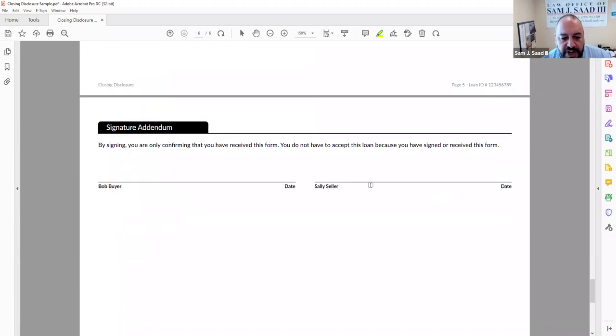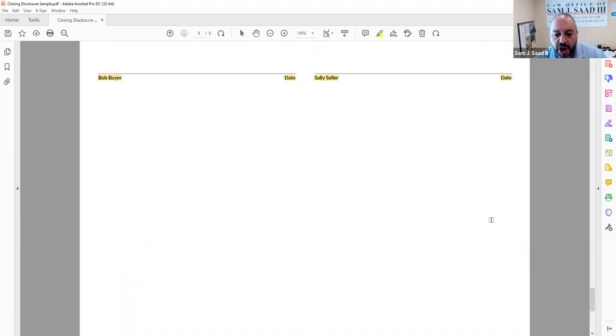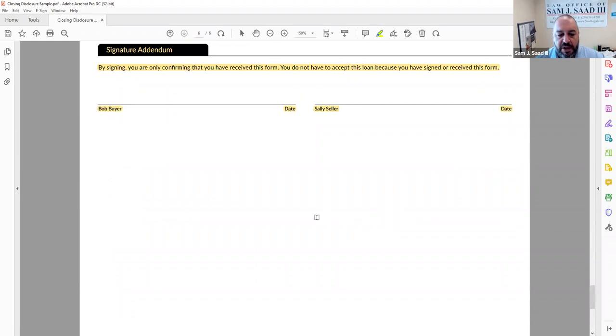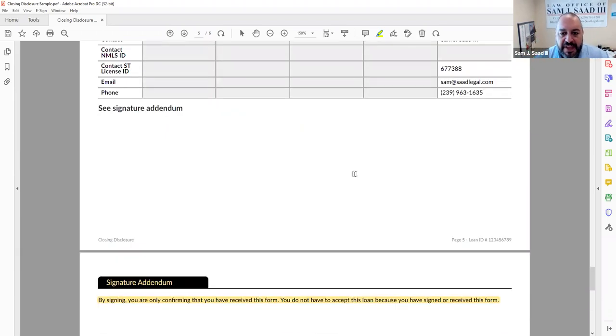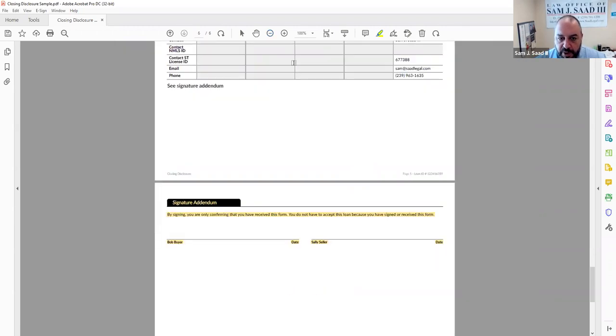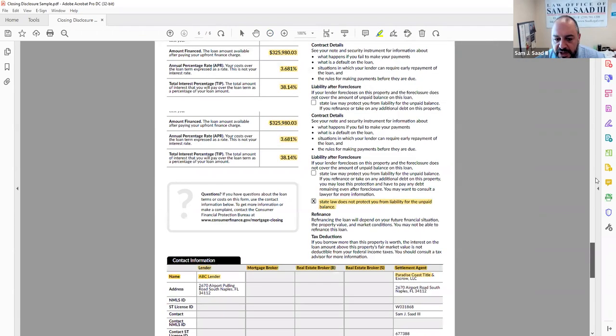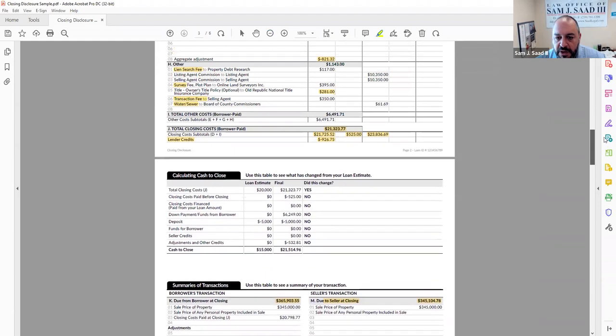And then, of course, page six, the seller and buyer sign. Typically, we don't have seller and buyer sign together. We have the seller sign the seller CD, the buyer signs this CD, and then everybody signs the ALTA settlement statement. And with that, that's the CD. Pretty complicated, yet simple in some respects.